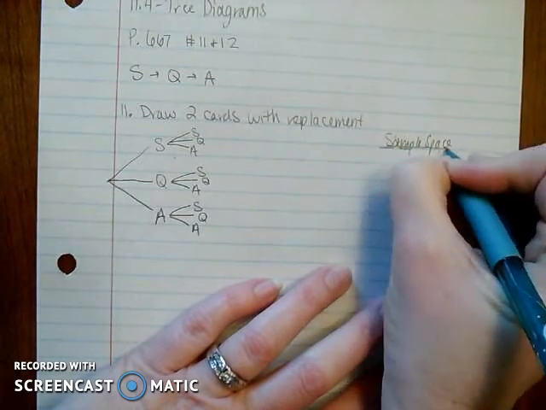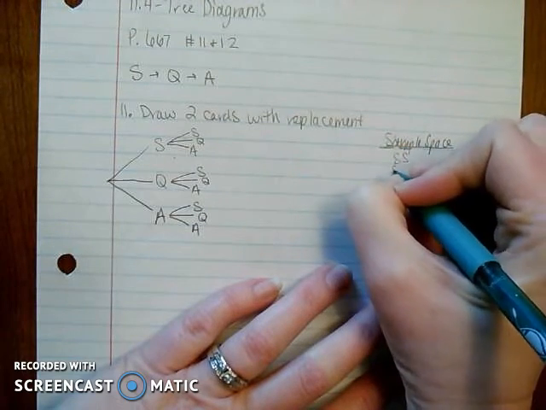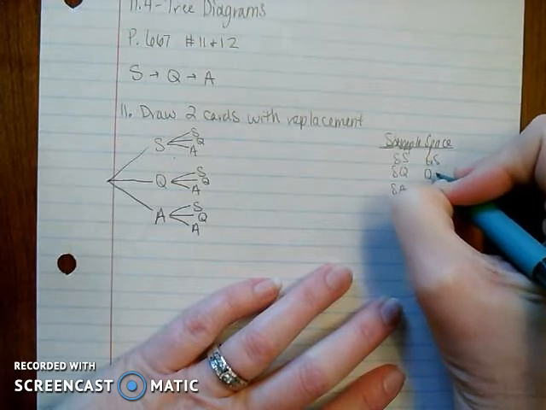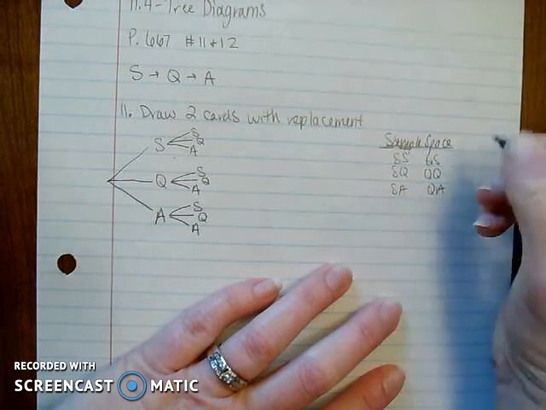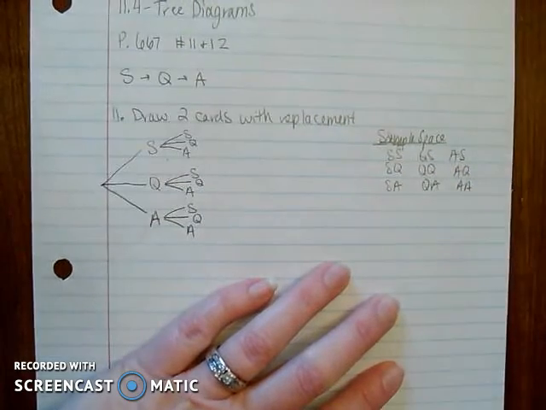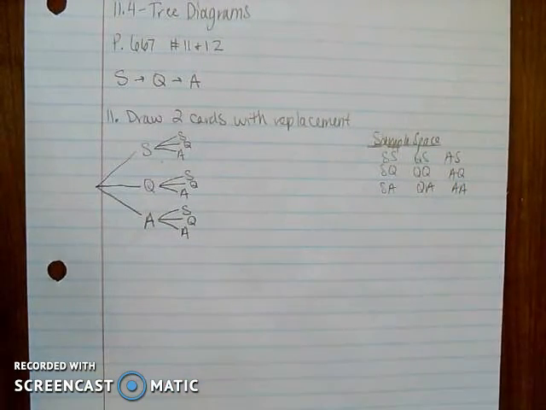Sample space is when you actually list them out. So you have S, S, S, Q, S, A, Q, S, Q, Q, Q, A, A, S, A, Q, A, A. Okay, so again, you can do that if it's helpful, but you do not have to.